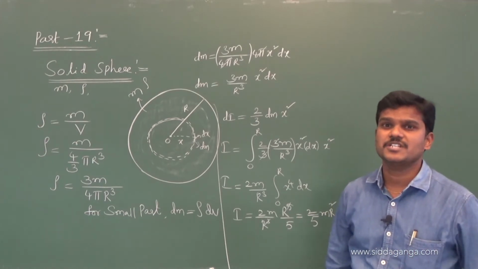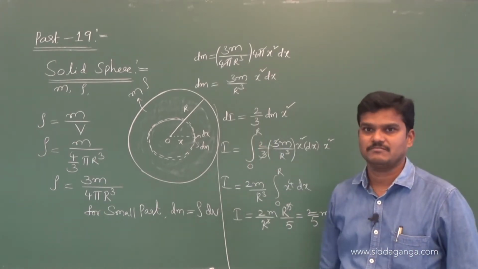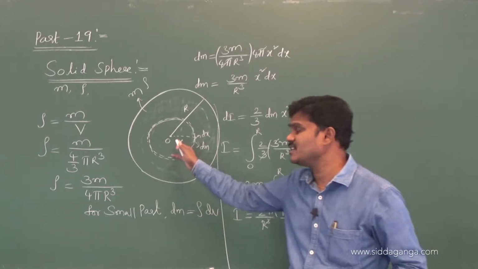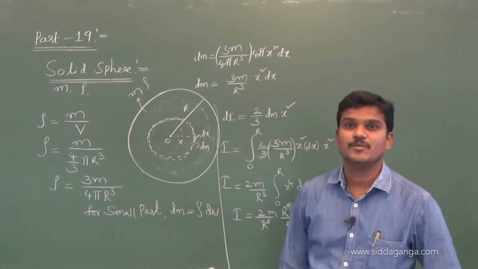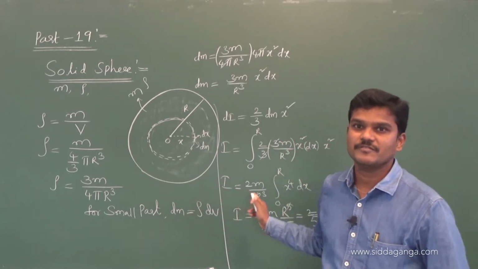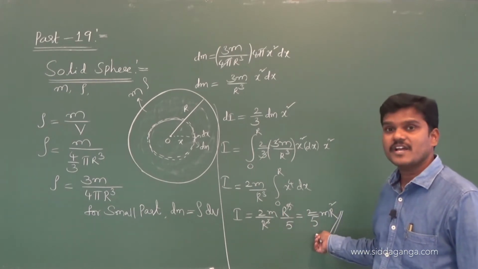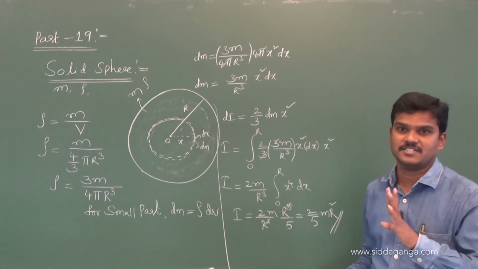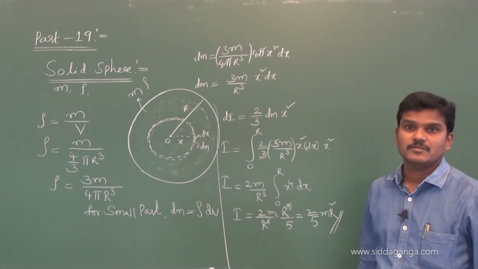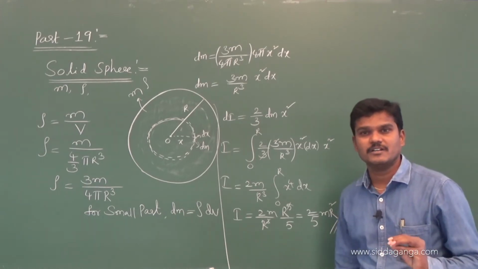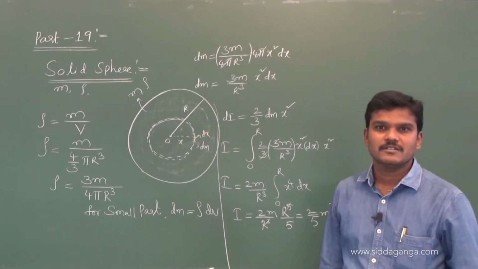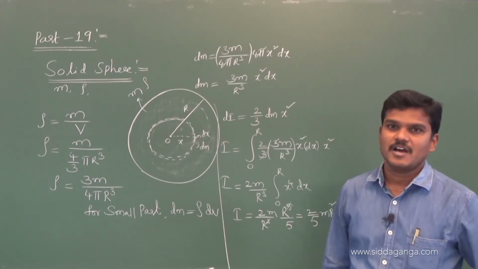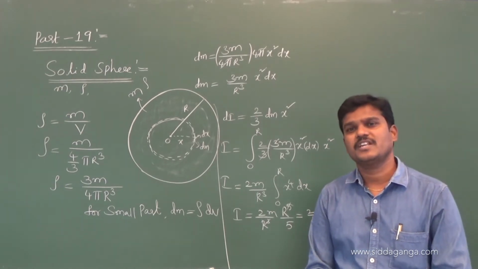And this is the moment of inertia about the diameter of the solid sphere. Whatever line passes through the center indicates a diameter. So this is the moment of inertia of the solid sphere about its diameter, or about its own axis. This is the formula for the moment of inertia of a solid sphere about a diameter, otherwise about its own axis. Keep that in mind.